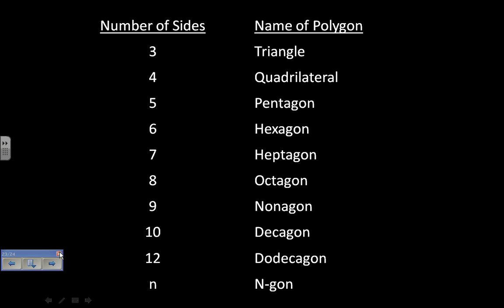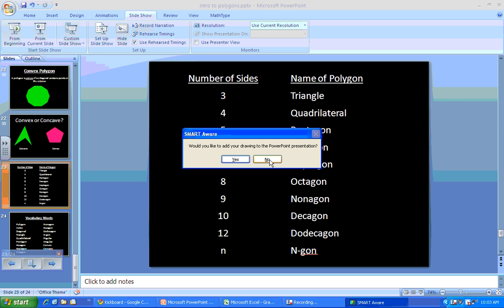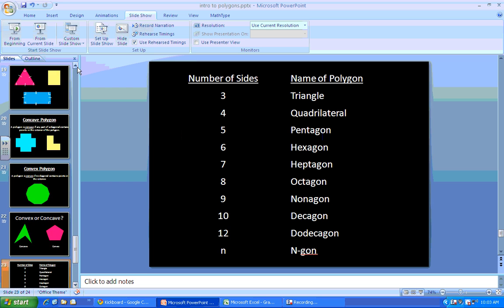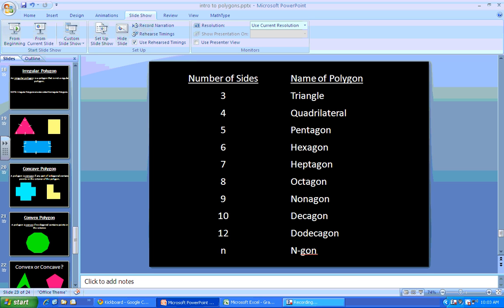Okay, so those are your two new words. Well, two pairs of words. You have irregular versus regular, and concave versus convex.